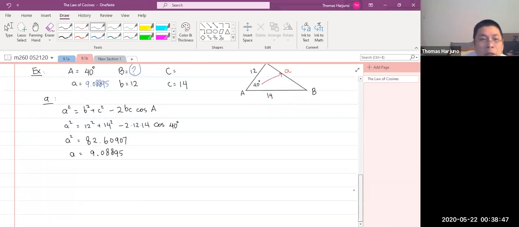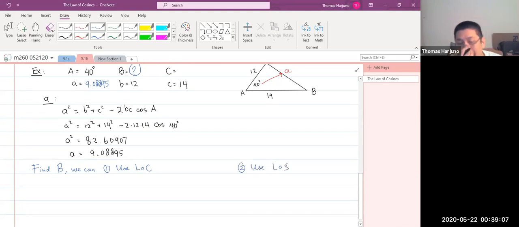So to find B, let me use a blue here. To find angle B, we can, one, use law of cosine, two, use law of sine. Now, because you have some freedom here, you may get confused a bit when you do the test. Oh, I can use law of cosine. I can also use law of sine. So which one should I use? And then you keep on asking yourself during the test. No, just do something. Okay, just do something.